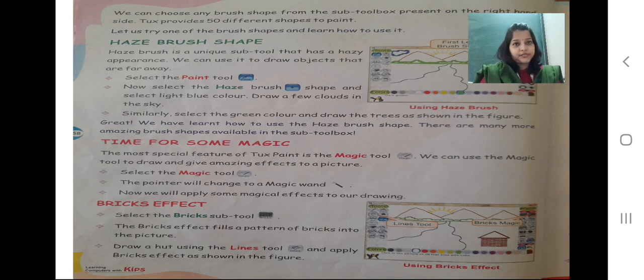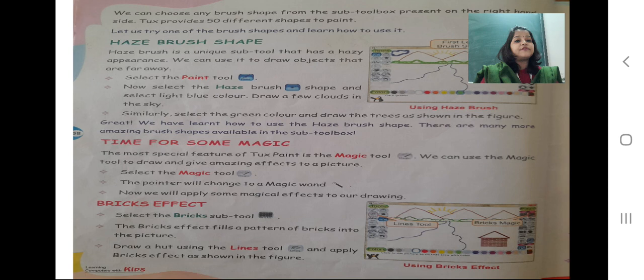So for selecting the haze brush, first you have to select the paint tool from the tools bar, and then you have to select the haze brush shape which is present on the right hand side in the sub toolbox. Whenever you use the haze brush, it will give a hazy appearance, means it will look as if the objects are far away.